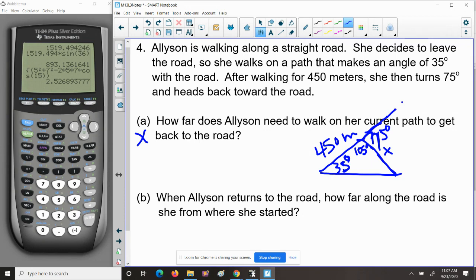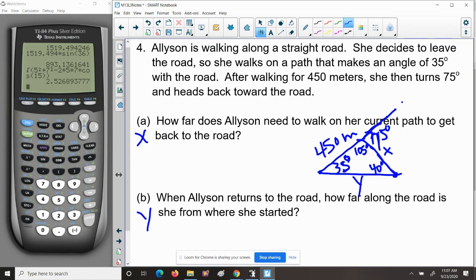And then part B, when Allison returns to the road, how far along the road is she from where she started? So for part B, we want to find this length. How far is she from where she started out? She left the road here, and here's where she's going to end up back on the road. Okay, so I'm going to go ahead and find this other angle just in case we need it. So think about what we have. We have 35 and we have 105. So if we take 180 and subtract 105 and subtract 35, that's going to leave 40 degrees.